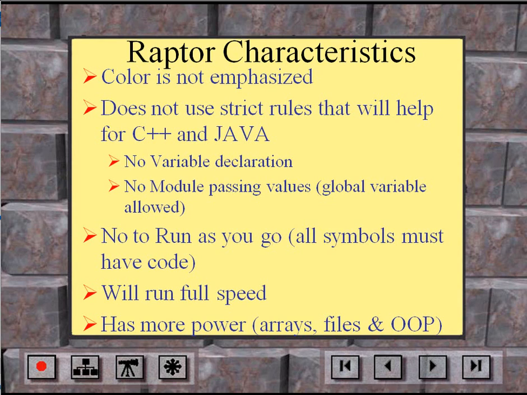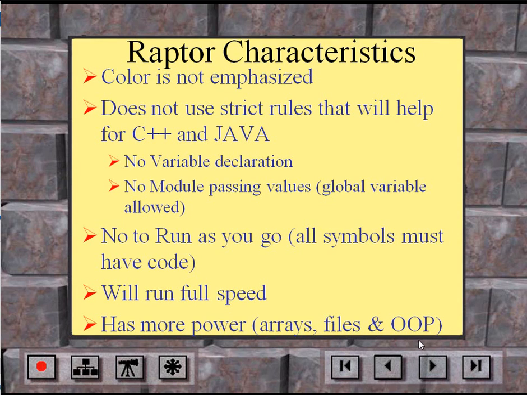And then you can run in stepper mode, but you can also run in full speed mode. Another characteristic about Raptor is that it has more power in what you can do than maybe a tool like Flowgorithm. For example, arrays have a little more power in Raptor. Files, you can't do files in Flowgorithm, but you can in Raptor. In other words, data files that input data into your program. And Raptor has object-oriented programming techniques, whereas Flowgorithm does not.